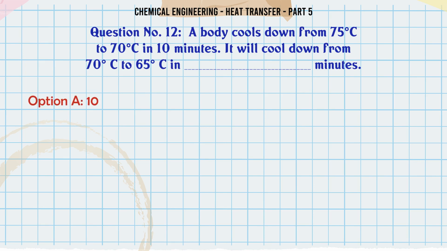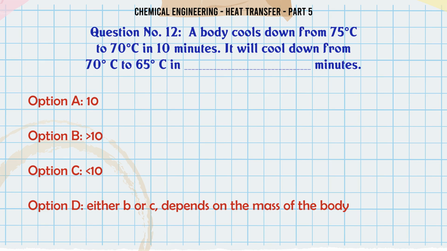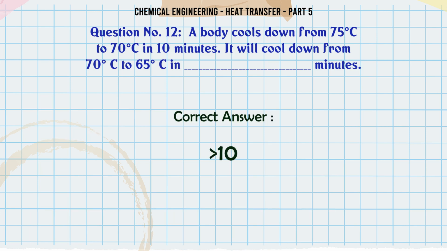A body cools down from 75°C to 70°C in 10 minutes. It will cool down from 70°C to 65°C in how many minutes? A. 10, B. 10, C. 10, D. either B or C depending on the mass of the body. The correct answer is 10.